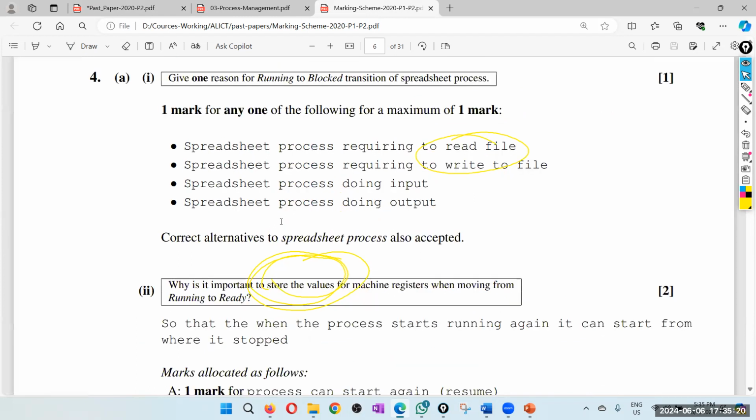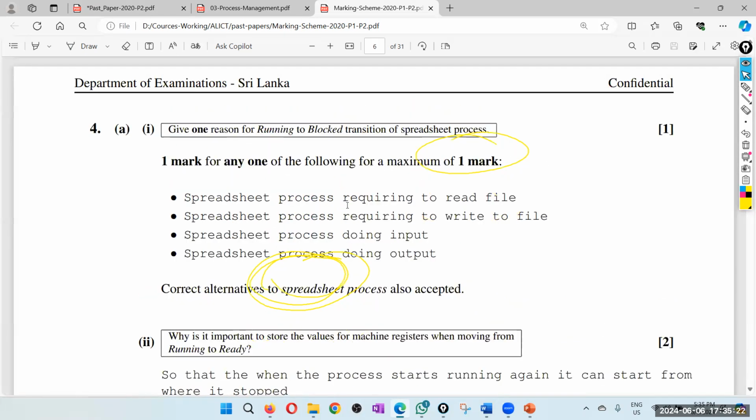So these are the possible answers. Spreadsheet process required to read a file. Remember input output, right? It can be user input output or some file. These are possible answers. Just one answer is okay. Spreadsheet process required to write to file. Spreadsheet process doing input, that is input from the user, or spreadsheet process doing output. So that is user input, user output, or file input, file output. So in general, we say input output.